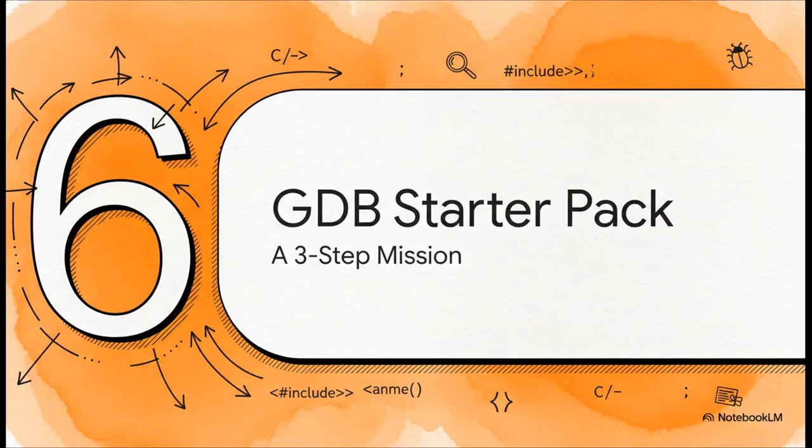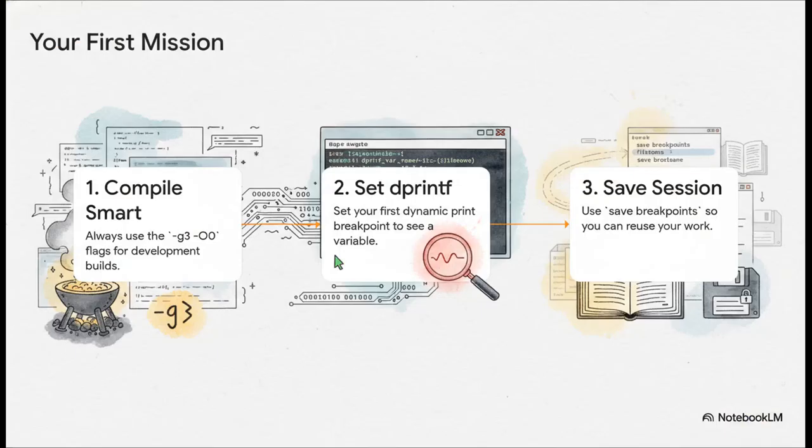Okay, I know that was a lot of information, so let's boil it all down into a simple, actionable plan. I want you to be able to try this out the second this explainer is over. So here it is, your 3-step mission. First, compile your code with those 2 magic flags, -g3 and -O0. Don't forget. Second, fire up GDB, pick any function, and just set one dprintf to see how it feels. Third, as soon as you have it working, immediately use save breakpoints to save it to a file. This simple little loop is going to get you so comfortable with this workflow, so fast.